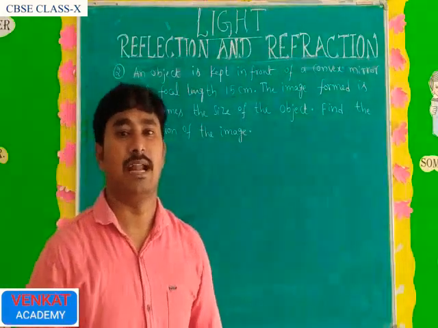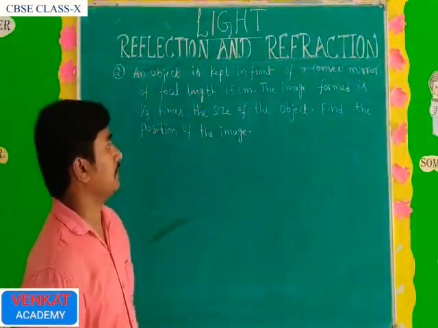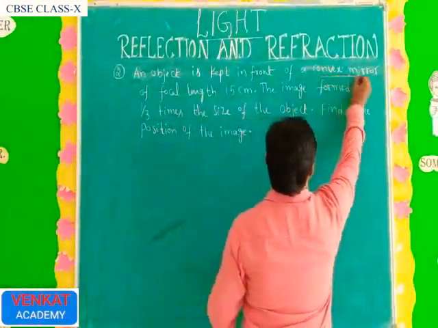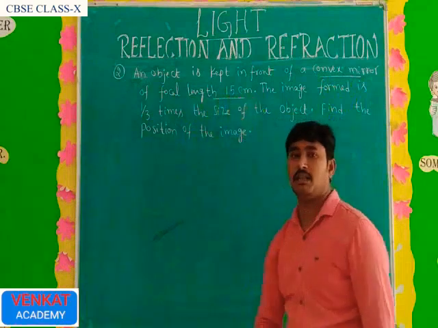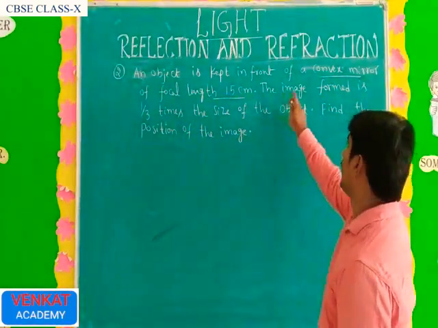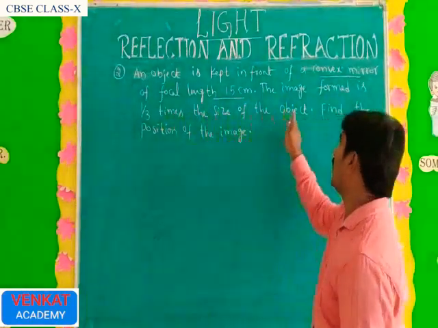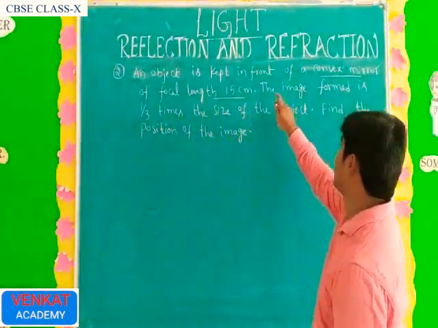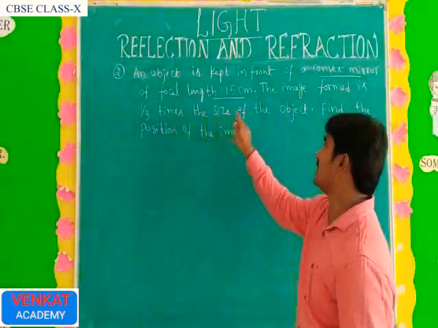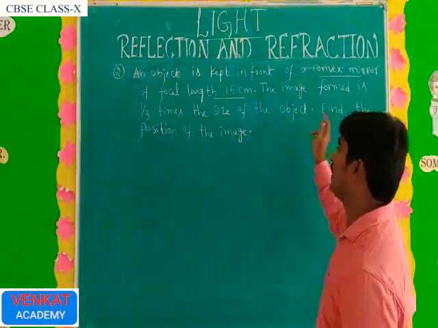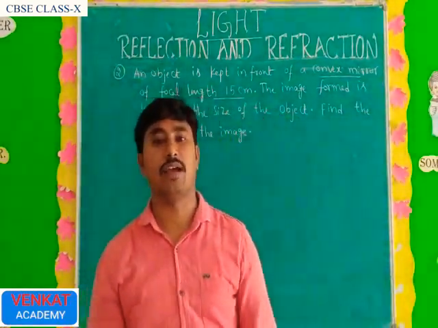Now the second problem: an object is kept in front of a convex mirror. Which mirror? Convex mirror, of focal length 15 centimeter. So how much focal length? 15 centimeter. The image formed is 1 by 3 times the size of the object. Once again, check here. Find the position of the image. That means you have to find the image distance.